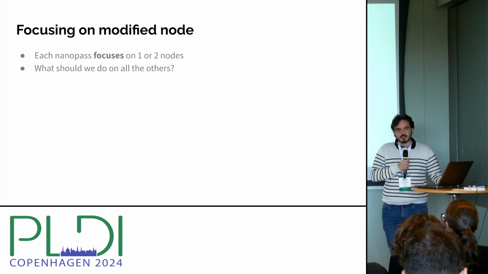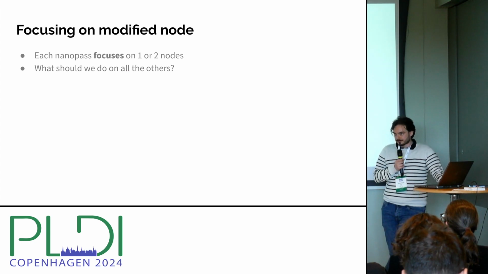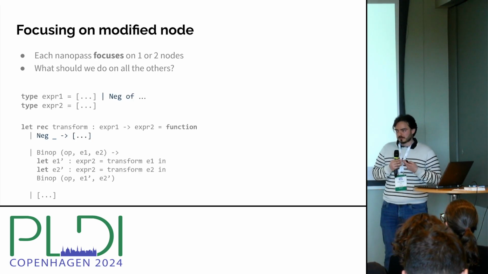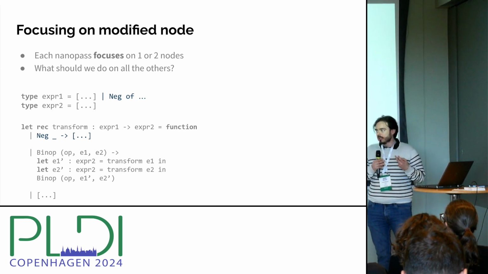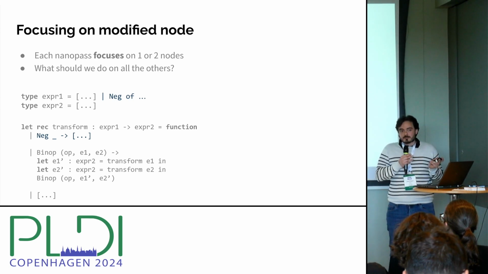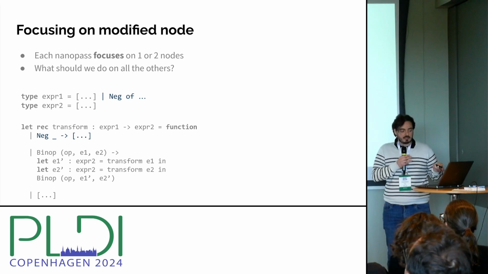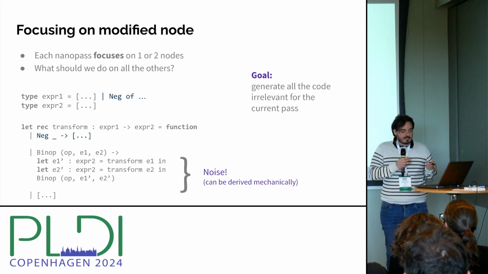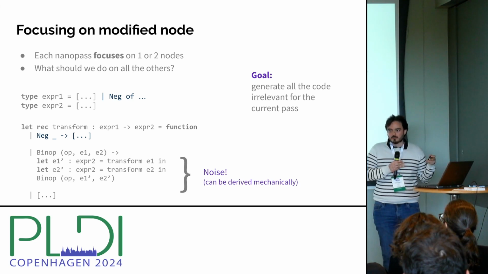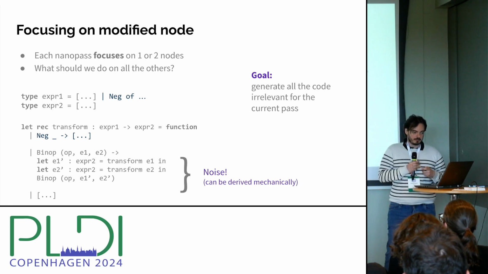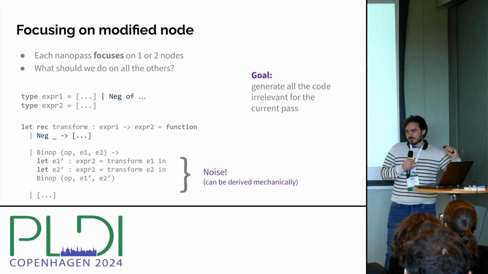But since we're focusing on one or two nodes, because we want each pass to remove a node or add a node or refine a node, what should we do with the other nodes? In this case, that's something that we want to avoid. Here, the important piece of code is the neg, which is being translated, but the second part is simply the recursive traversal of the tree. And that's noise, that's mechanical, and we don't want to repeat this code all over the place for each pass, all going down. So this is the part that we are going to generate.